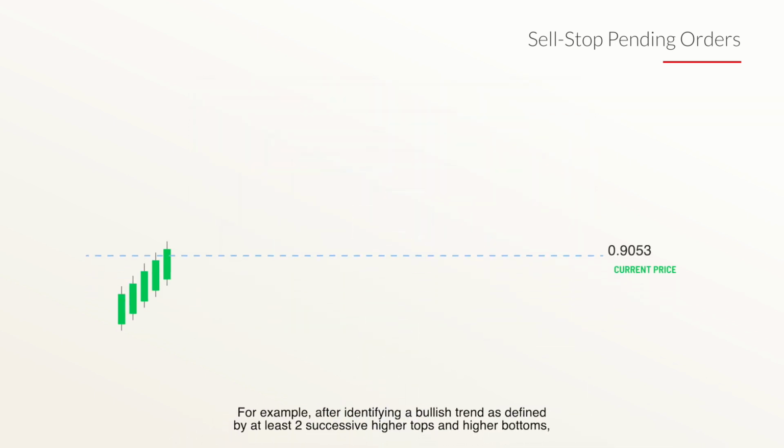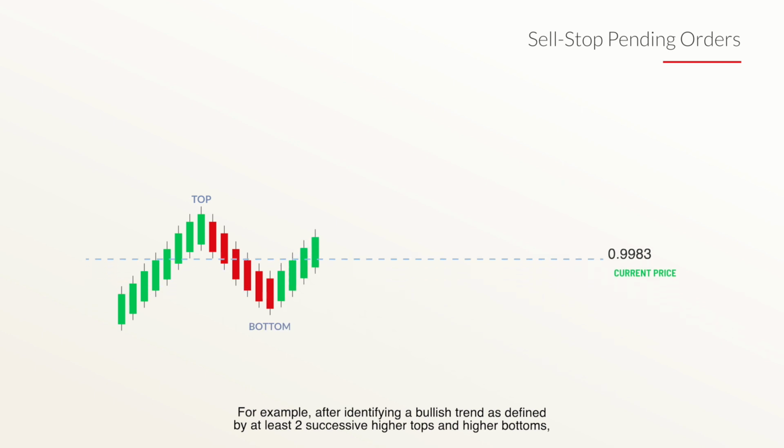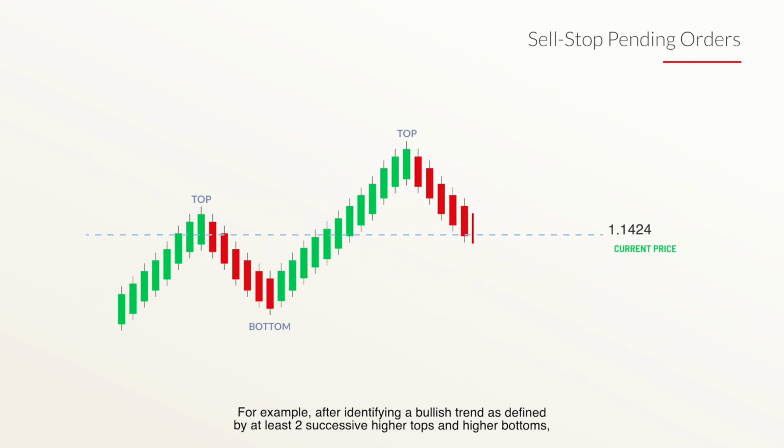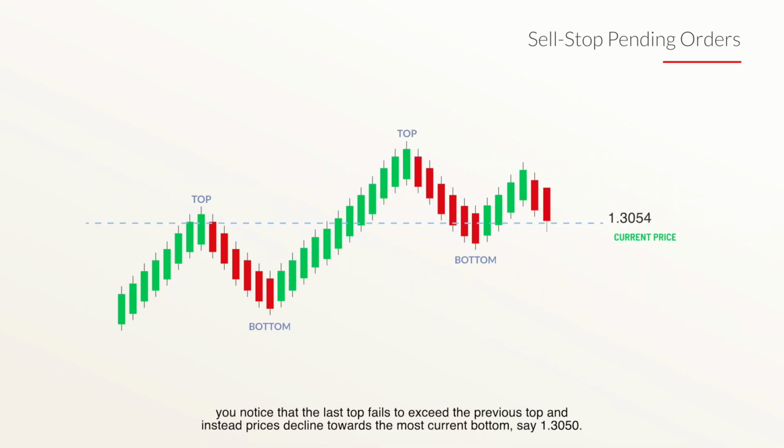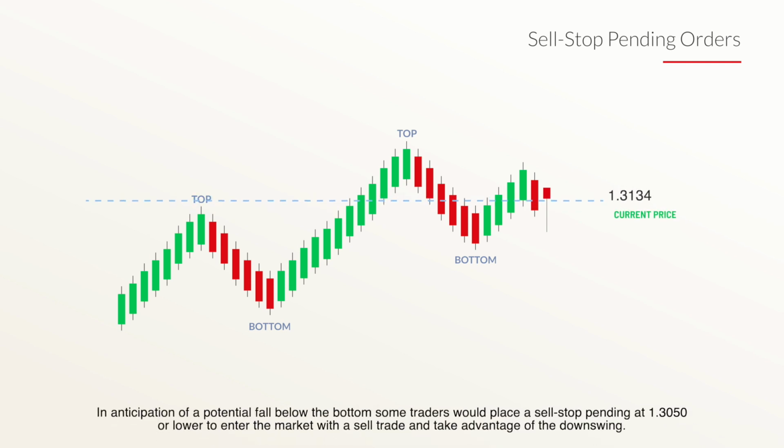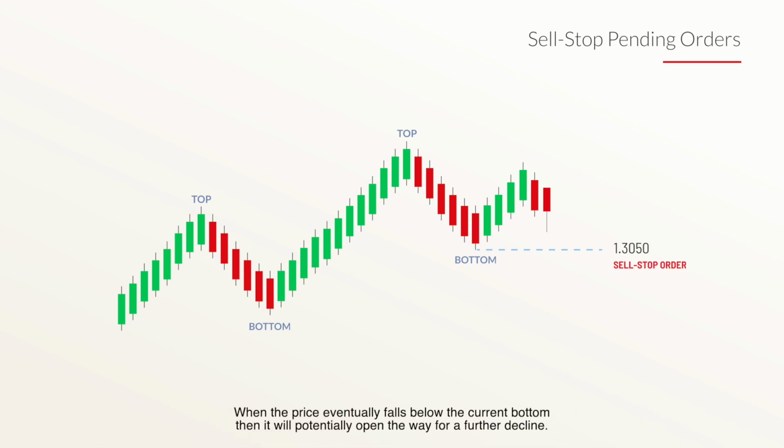For example, after identifying a bullish trend as defined by at least 2 successive higher tops and higher bottoms, you notice that the last top fails to exceed the previous top and instead prices decline towards the most current bottom, say 1.3050. In anticipation of a potential fall below the bottom, some traders would place a sell stop pending at 1.3050 or lower to enter the market with a sell trade and take advantage of the downswing. When the price eventually falls below the current bottom, then it will potentially open the way for a further decline.